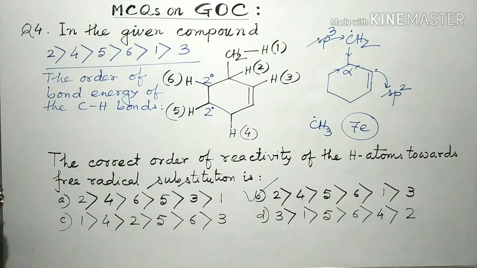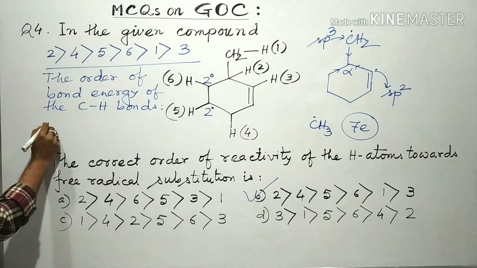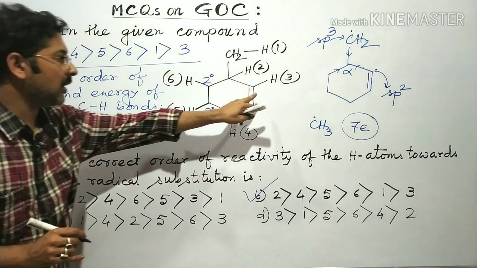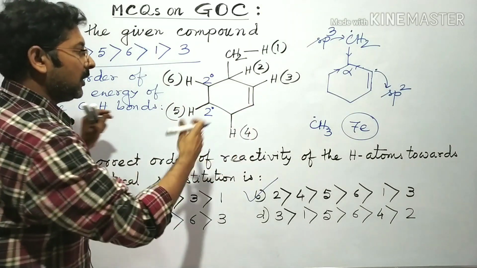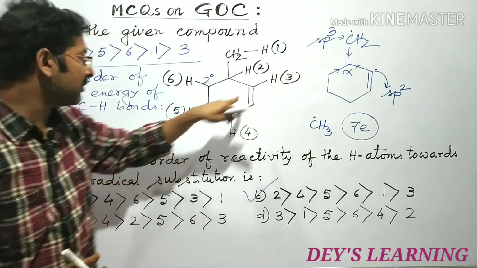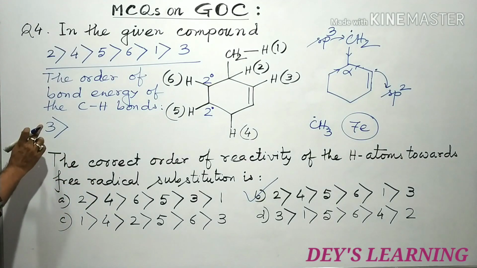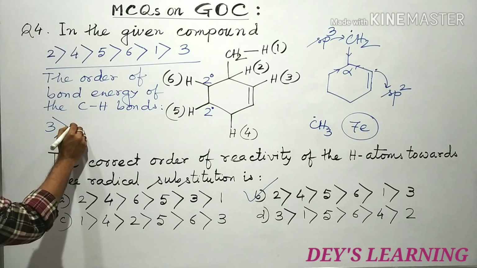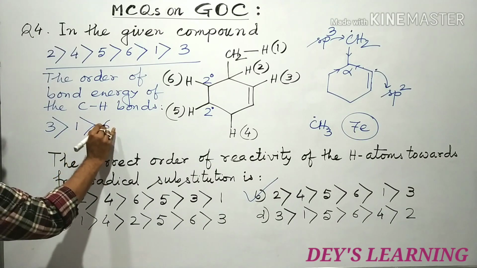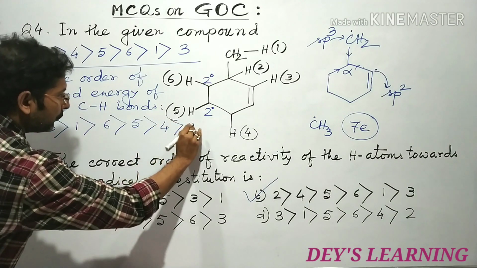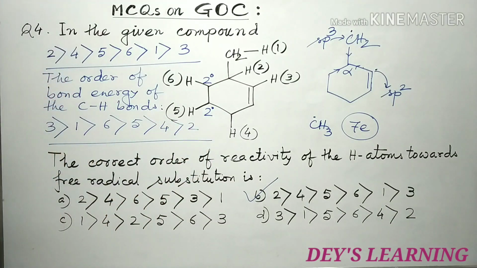Then the order will be: 3 is the most stable carbon hydrogen bond. The bond with the hydrogen atom assigned as 3 with this carbon is the strongest carbon hydrogen bond. Then 1, then 6, then 5, then 4, then 2. Definitely this will be the order.